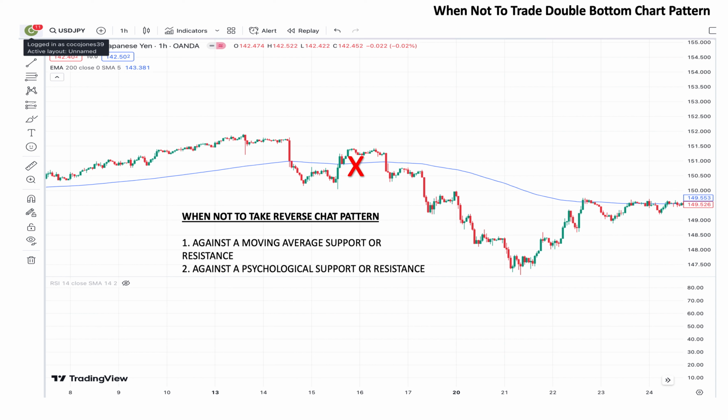You don't take double bottoms or double tops against a support or resistance level in a moving average, or against a psychological support or resistance level.